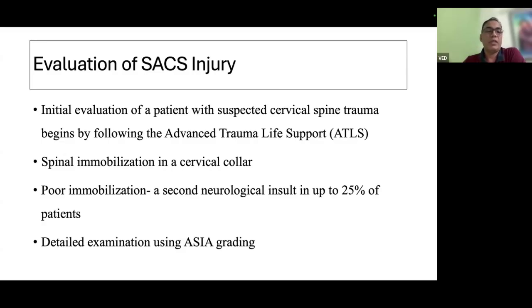By following that protocol, there should be adequate spinal immobilization using a cervical collar. Poor immobilization can lead to a second neurological insult in about 1/4 of the cases. Detailed examination and providing the American Spinal Injury Association grading helps us in proper documentation, diagnosis, as well as prognostication of these cases.